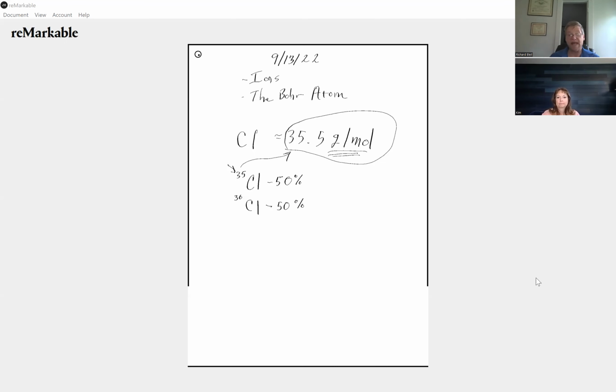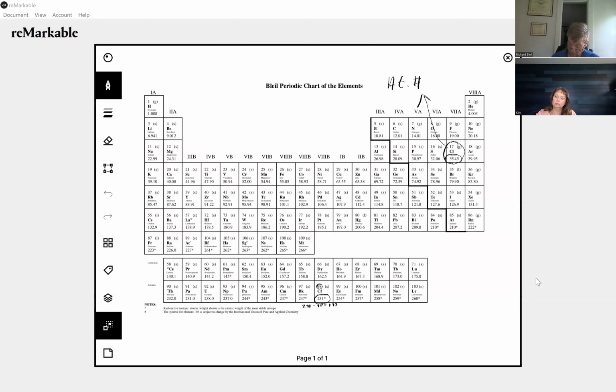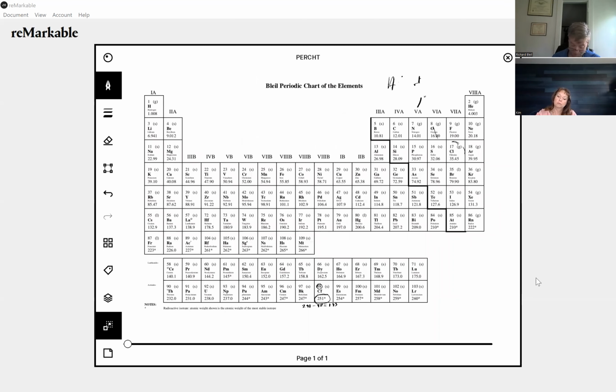And when I say weighted average, now if we go back to the periodic chart, and take all this schmutz out that I did. My eraser does not always want to erase. I wonder what is up with that. I don't want all that there in the future.